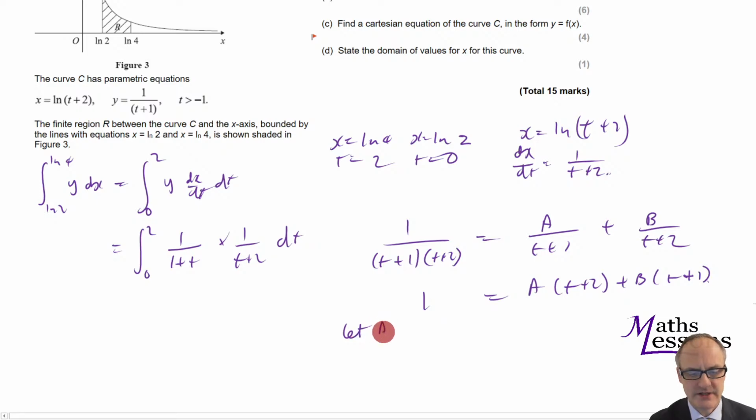Now if we let a equal minus 2, then we get 1 is equal to, that's going to be 0, because minus 2 plus 2 is 0, times a is 0.